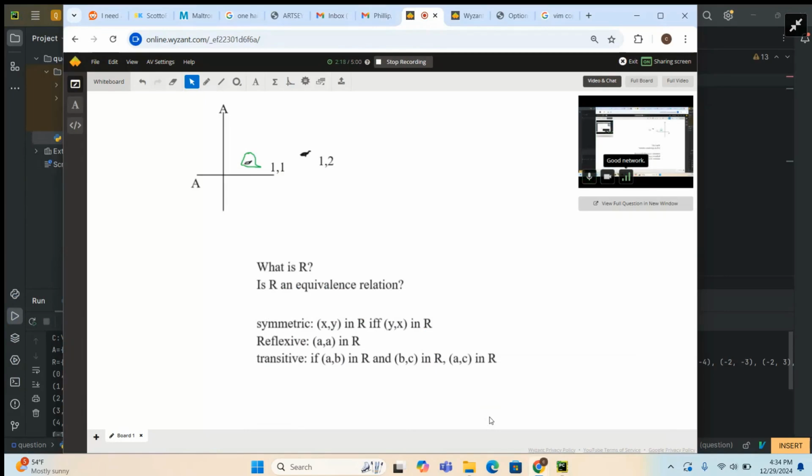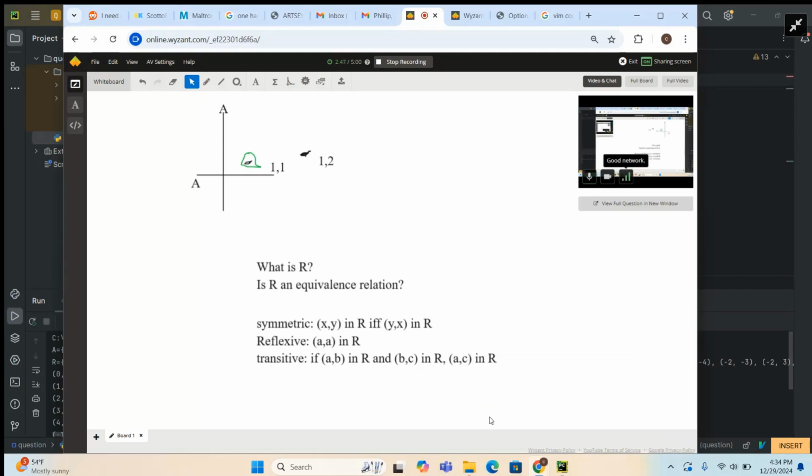So, how do we know if it's an equivalence relation? The answer is it has to satisfy the three axioms of an equivalence relation: symmetric, reflexive, and transitive. So what do each of these mean? Symmetric means if (x, y) is in R, then (y, x) must be in R, and vice versa.